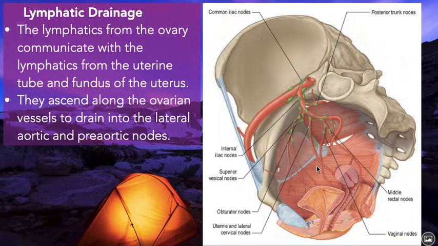The lymphatic drainage. Lymphatics from the ovary communicate with the lymphatics from the uterine tube and the fundus of the uterus. They ascend along the ovarian vessels and drain into the lateral aortic and the pre-aortic nodes.